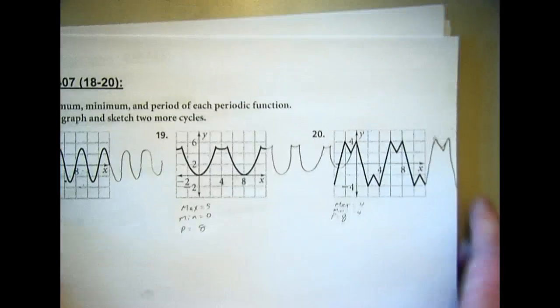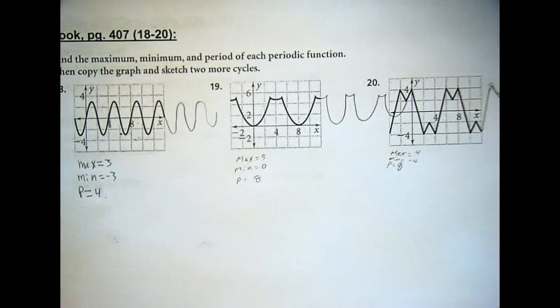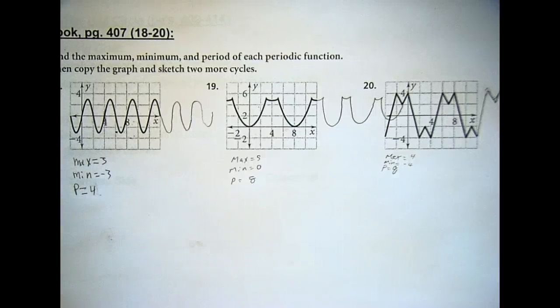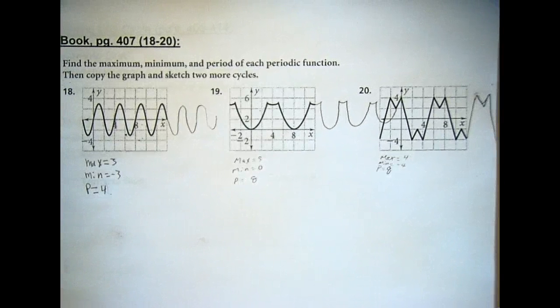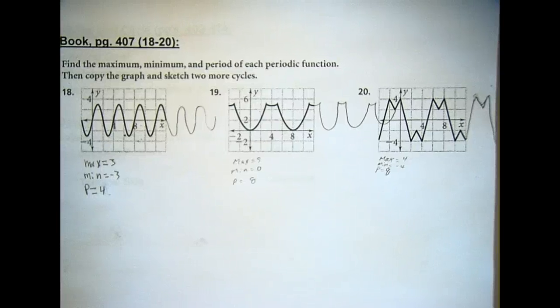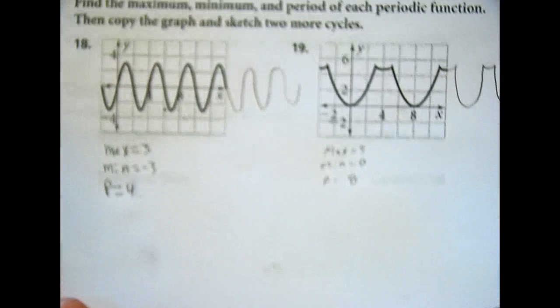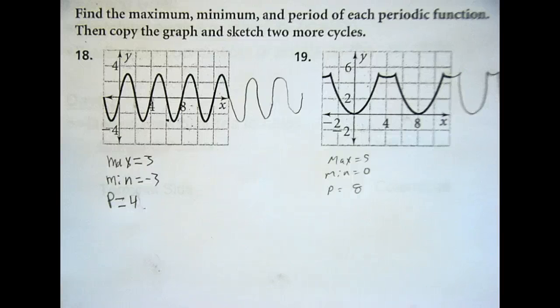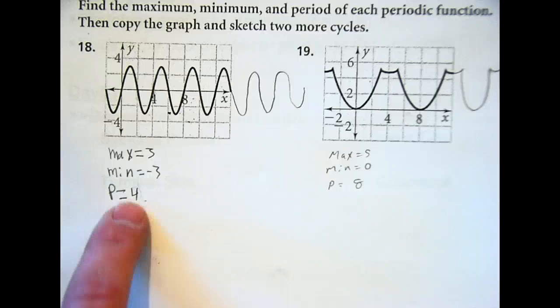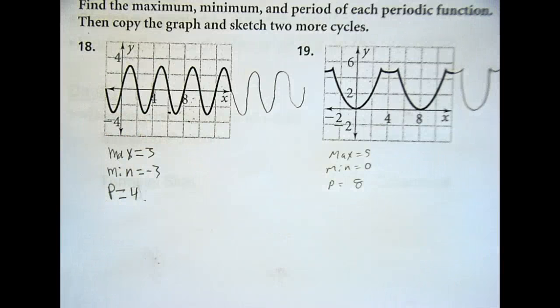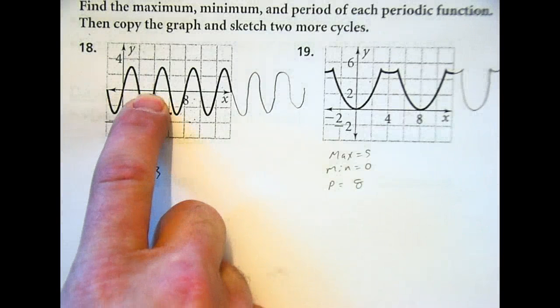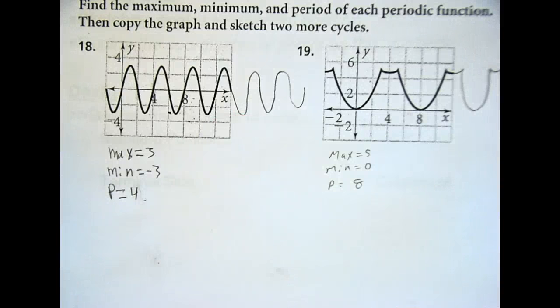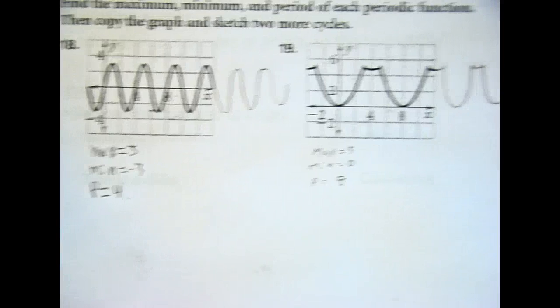Okay, can I please have your attention up here? Expect it within 5 seconds, guys. Here we go. Let's check out 18. Hey, max is 3, right? Okay, minimum? -3, period is 4. Well done there. Start from 0 and it starts repeating at 4. Got a couple more cycles there. Good, and we'll start graphing those later on.